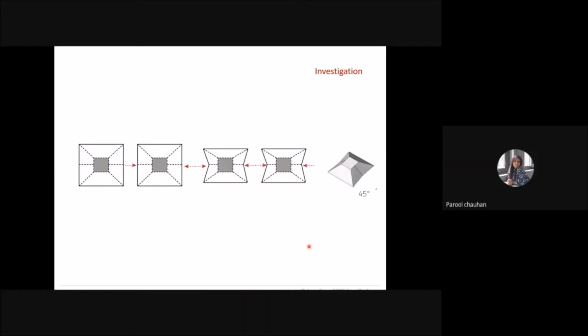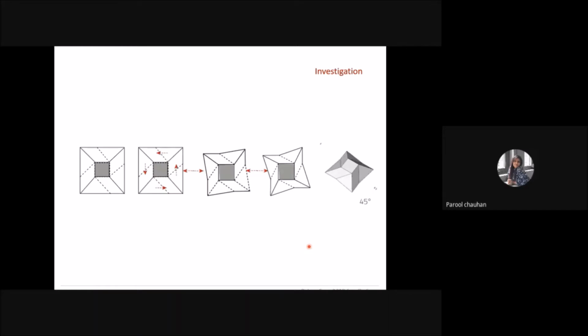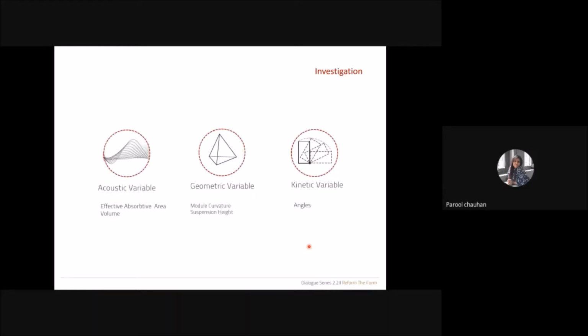So a series of modules were tested by the technique of folding, and then they were analyzed for reverberation. Over the series of my research, these were some of the parameters that I kept on giving variation to, to achieve an optimum of form for my reverberation time. So I was giving variables at acoustic level, geometric variables, and kinetic variables to obtain the best possible system inside an auditorium.